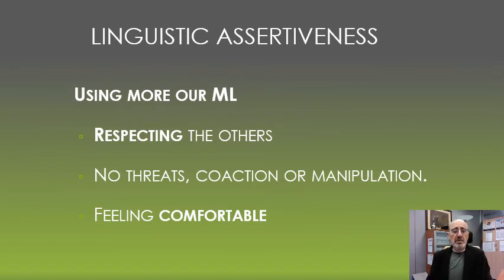So linguistic assertiveness is basically the idea of using more our ML with three different characteristics: respecting the others, meaning not threatening or coercing or manipulating others, but also feeling comfortable, which means as well that we don't allow ourselves to be manipulated.